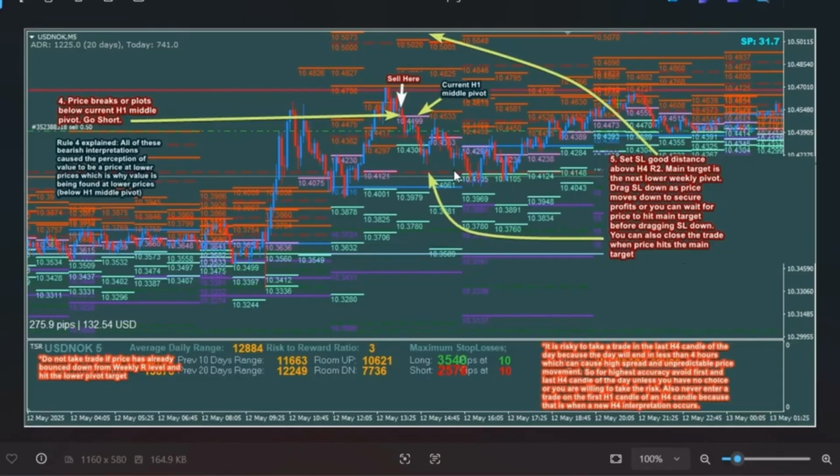But as far as the entry, as far as the execution of the trade, it is strictly mechanical and objective. Follow the rules. You let the scanner start scanning and showing you potential 3 keys trade setups. And then once you find that potential setup, you execute the remaining rules. Okay? And then as price drops down, you can drag the stop loss as it goes down. Okay? Or you can close the trade when it hits the main target.